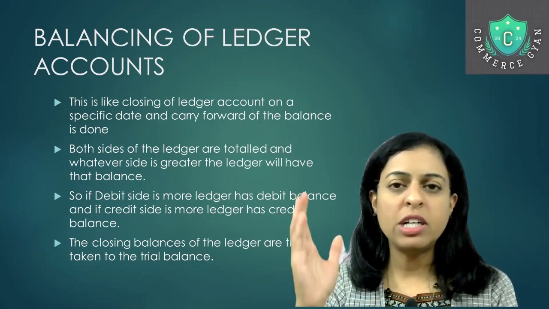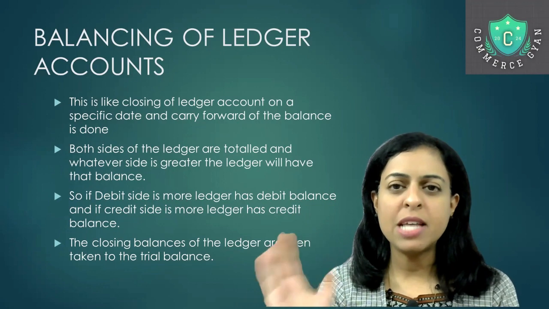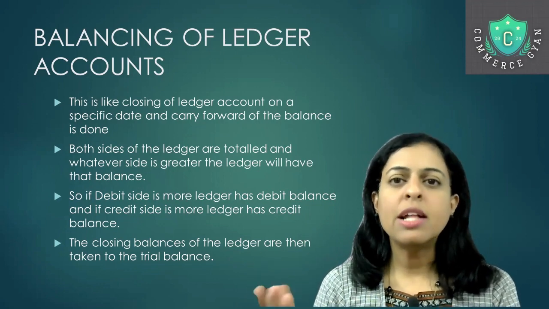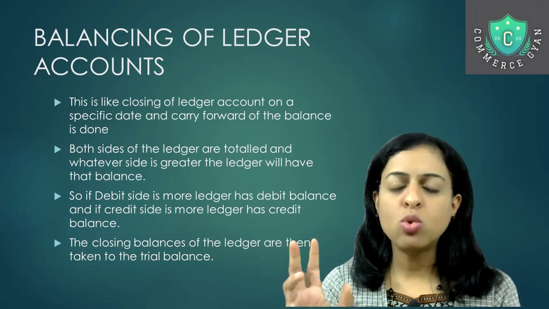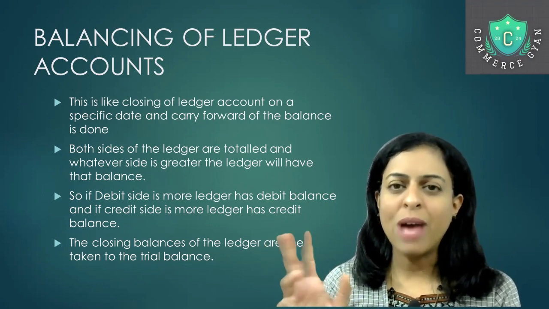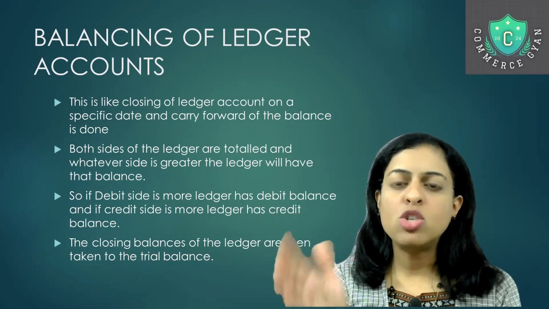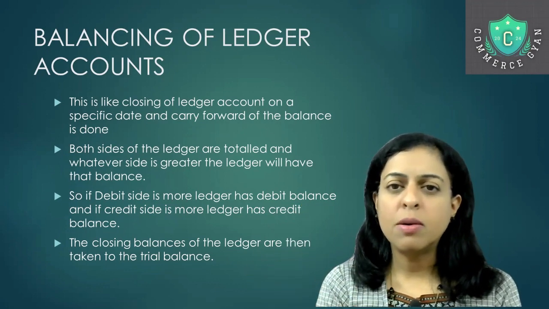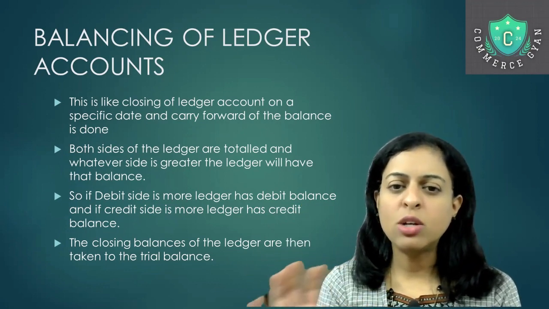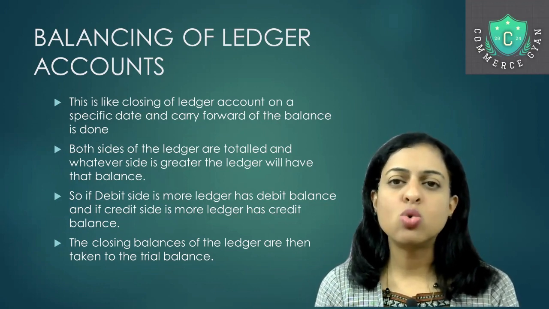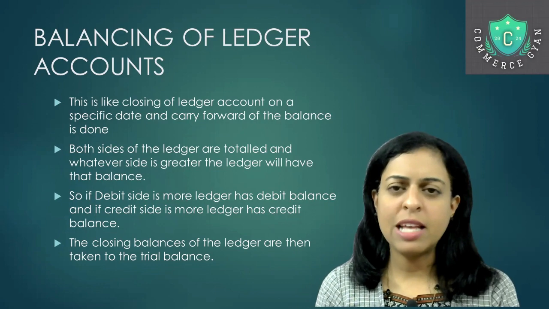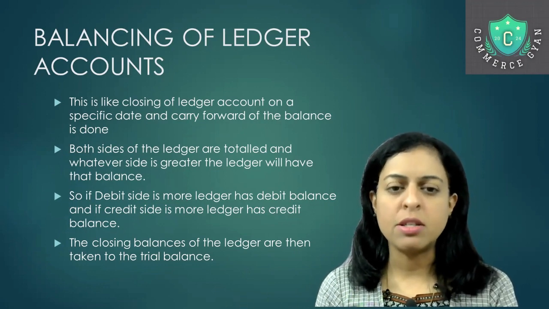The steps are, we will take the total of both sides, debit side and credit side. Then, what is the next part? If I have both sides' totals, I'm going to match them. Then whichever side is less, I will write the balance on that particular side and close the ledger account. Carry forward that particular balance to the next year, next month, next week, whatever the decided time period is.